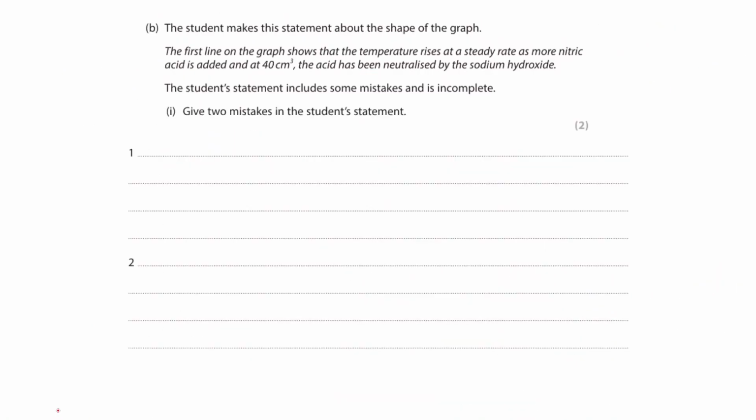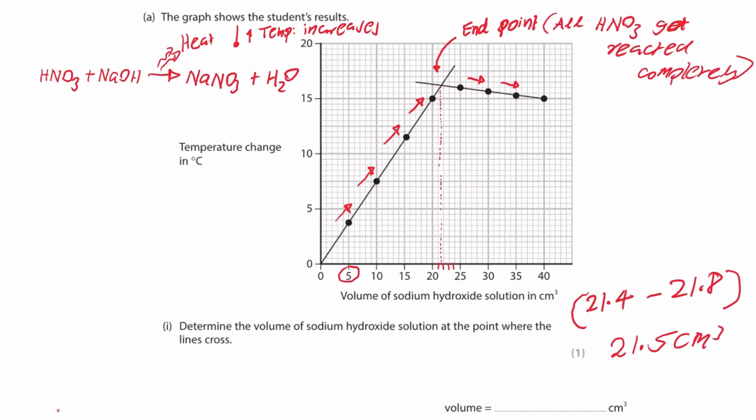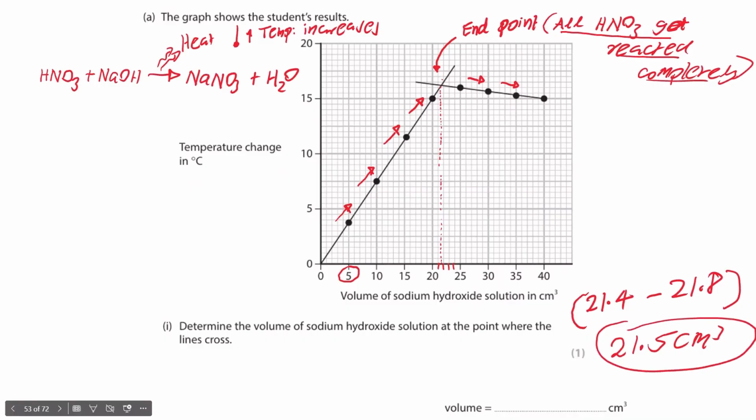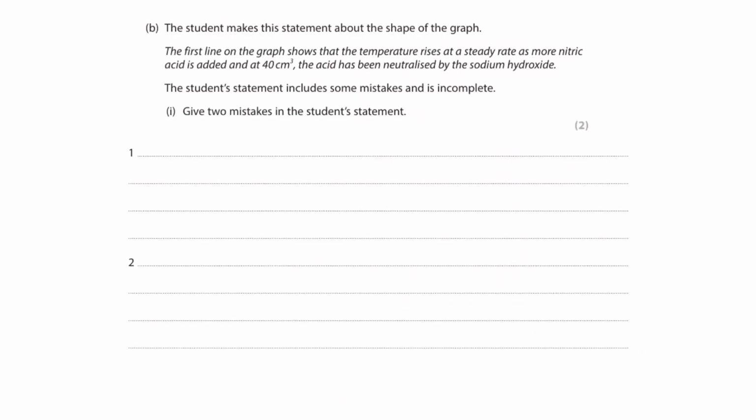It also says that at 40 cubic centimeters the nitric acid has been neutralized. No, at 40 cubic centimeters the nitric acid is not neutralized. Nitric acid gets neutralized here. All the nitric acid has reacted completely. That's what we call the neutralization point. It gets neutralized at 21.5 cubic centimeters, not at 40. That's wrong. The student statement includes some mistakes and it is incomplete. Give two mistakes in the student statement.